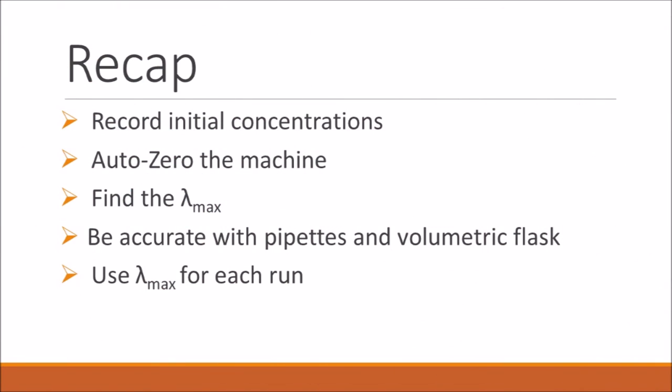So, to recap what we've talked about today, you'll want to record your initial concentration of the dye for your M1V1 equals M2V2 calculations. You'll want to remember to auto-zero the machine. This is one of the most important steps. Remember to find the maximum wavelength using the stock solution, as this will be necessary for all other sections of the lab. You also want to be as precise as possible when measuring volumes so your calculations are accurate. Remember to use fixed wavelength mode to find the absorptions at the max wavelength you found earlier. This is the most important thing to remember.